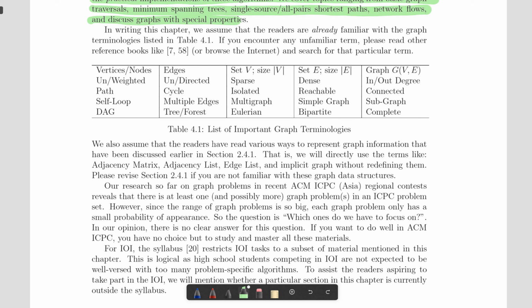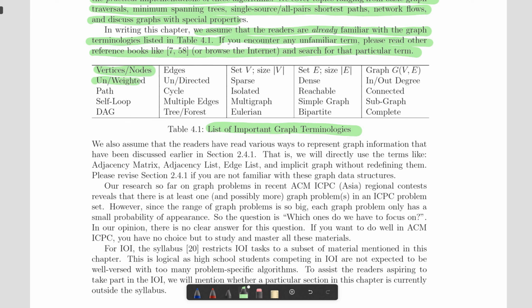In writing this chapter, we assume the readers are already familiar with graphs. I have already taught you some basics of graphs before, so we can study this. If you encounter any unfamiliar term, please read other reference books, browse the internet and search for the particular item. This is the list of important graph terminologies which you should be aware of.